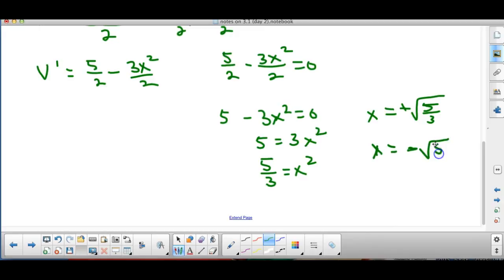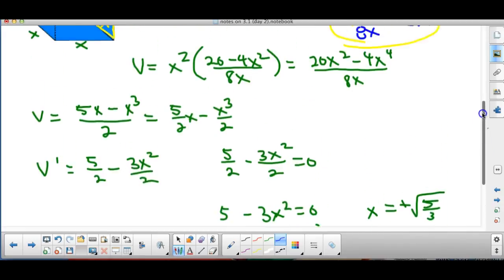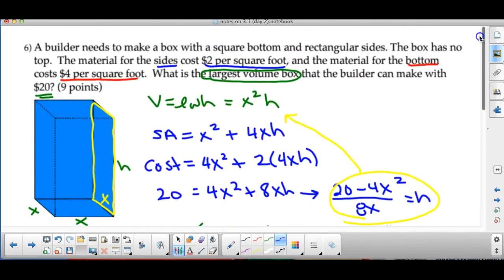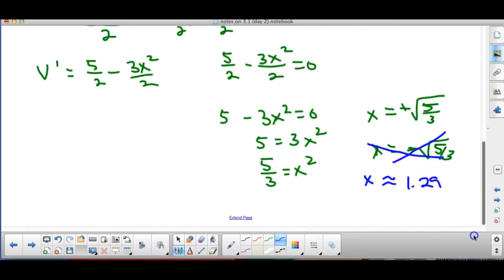Now I know I can't have a negative length, so even though negative the square root of 5/3 is a solution to this equation, it's not a solution to this problem. So I'm going to find a decimal approximation for the x value that we have, and that decimal approximation would be about 1.29 if you substitute this into your calculator. Now let's see if we've answered the question. The question is, what's the largest volume box? So actually I need to figure out the volume and calculate x squared times h.